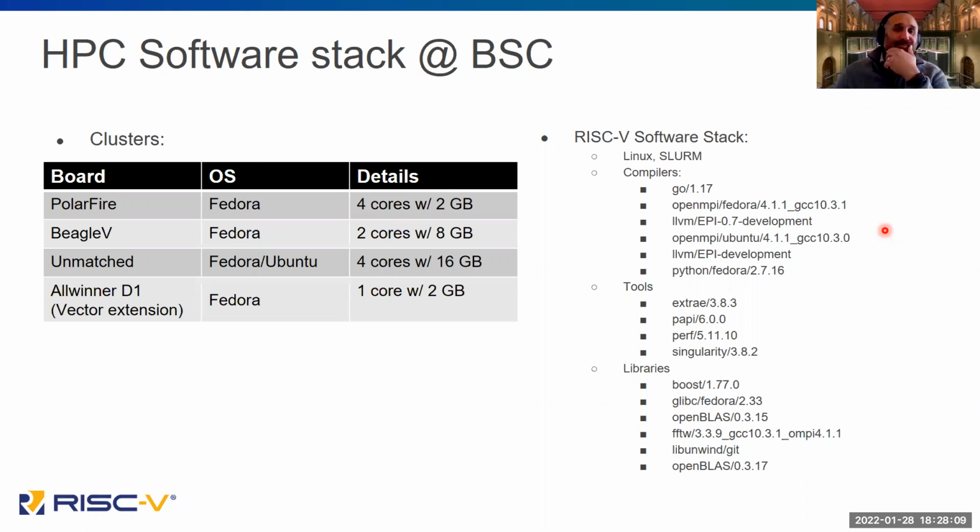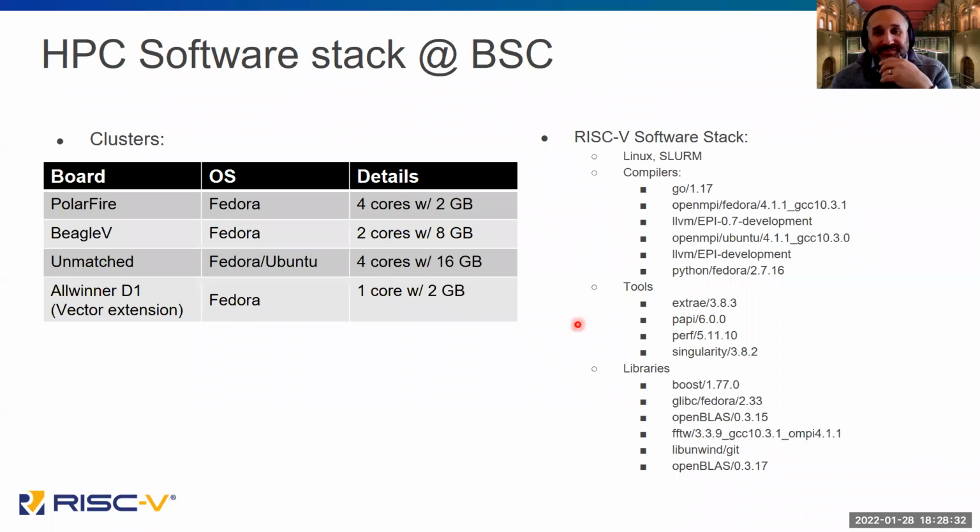So what I've pulled out here is a bunch of different board vendors, right? So PolarFire, Beagle's kind of going to be replaced. Unmatched is coming from SiFive, and Allwinner is a vector extension board. We're running Fedora or Ubuntu on them. They have a certain number of cores with memory. Probably Unmatched is going to be closer to what you want, because 2 gigs is not enough to do a compile of GCC or LLVM.